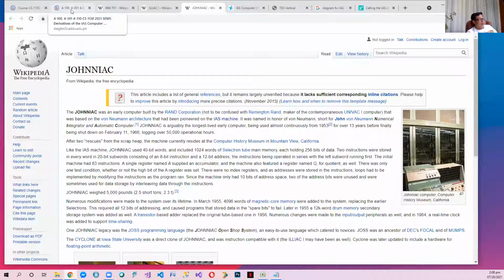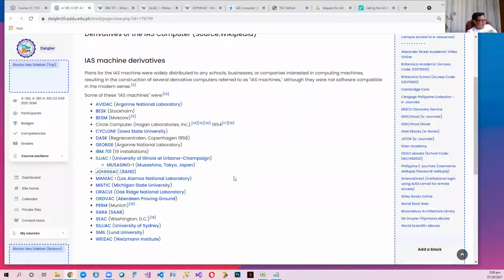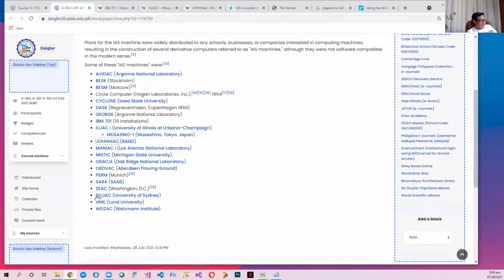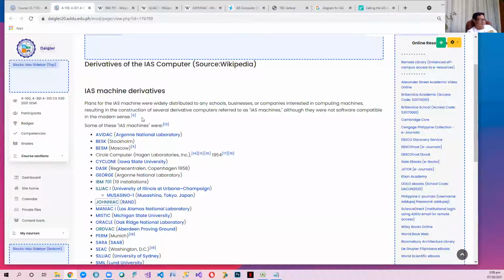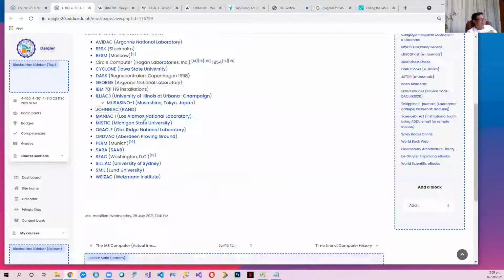UNIVAC 1 was also a later derivative of IAS. It's called JOHNNIAC, after the name John von Neumann. JOHNNIAC means John von Neumann Numerical Integrator and Automatic Computer. Okay, strange name. Okay, there was CSIRAC in Australia. Okay, these are the direct derivatives. EDVAC was not listed here, but EDVAC should be one of the first derivatives of the IAS machines because it was developed together with the IAS. They were developed at the same time.